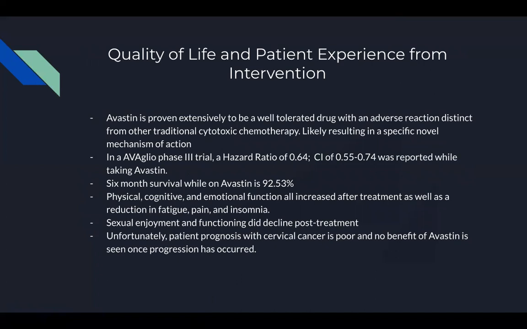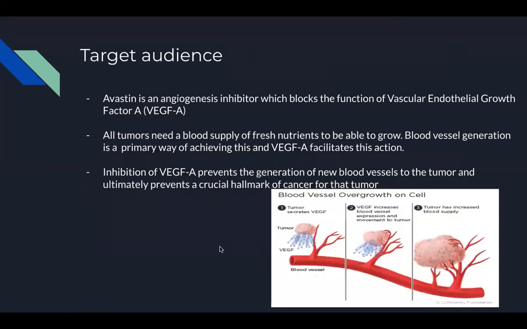Avastin is proven to be well tolerated, but side effects are distinct compared to traditional cytotoxic chemotherapies. This is likely due to novel pathways being targeted. In an AVAGO phase 3 trial, there was a hazard ratio of 0.64 and a confidence interval of 0.55 to 0.74. After 6 months, survival rate is 92.53%. It is reported that physical, cognitive, and emotional function all increased after treatment. Sexual enjoyment and functioning did happen to decline post-treatment. Unfortunately, patient prognosis is poor and no benefits are seen once progression has occurred.